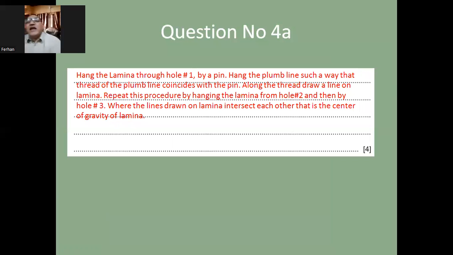Okay. So here we hang the lamina through hole number 1 by a pin. Hang the plumb line in such a way that the thread of the plumb line coincides with the pin, so it's very close to the pin. Along the thread, draw a line on the lamina. Repeat this procedure by hanging the lamina from hole number 2 and then hole number 3. Where the lines drawn on the lamina intersect each other, that is the center of gravity of the lamina, or you can say that is the center of the mass of the lamina.